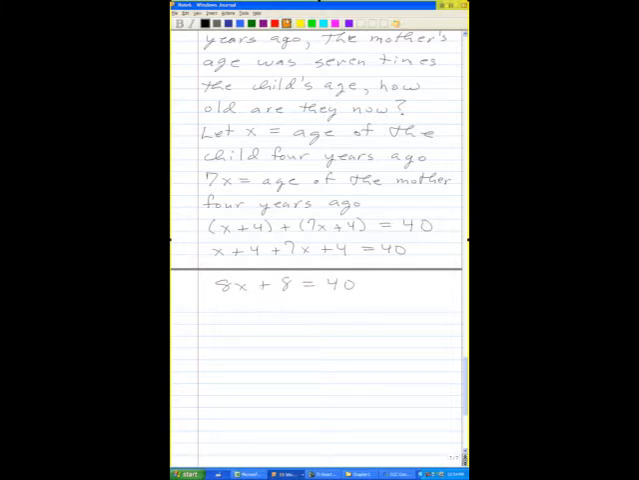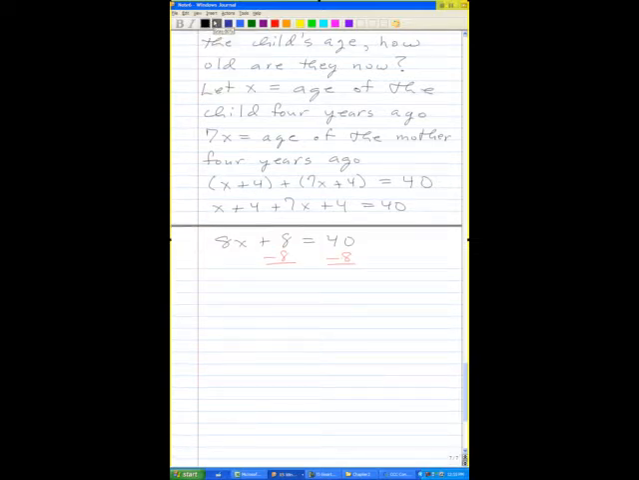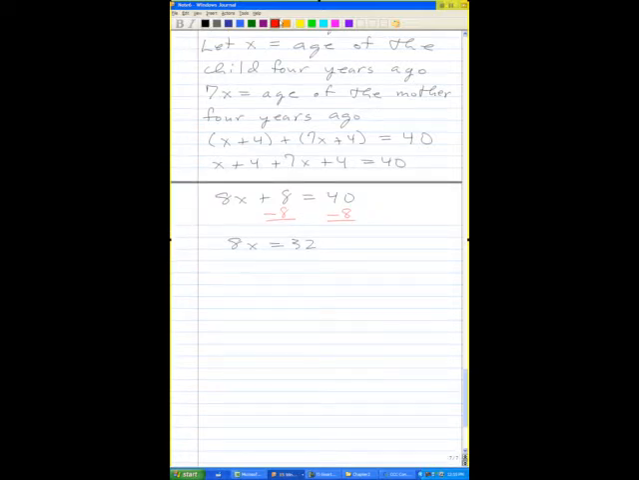Let me solve for x. So let me try to isolate x from both sides of my equation. So let's subtract 8 from both sides of my equation. And so 8x is equal to 32. Let me solve for x, so let me use the multiplicative property of equality. Let me divide both sides of my equation by 8. So x is equal to 4.